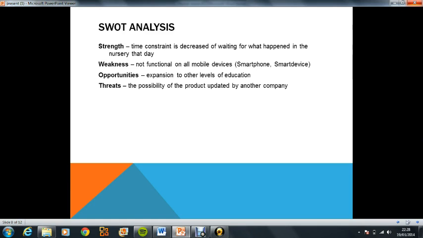The opportunity from this project would be the expansion to other levels of education. So the first early stages of school, the reception stage, where they start to learn the school routine. When it comes to things like homework, the teacher could note down on this application what the child has been taught today, and the parents can also go through it. The only threat would possibly be that the product could be updated by another company. Obviously, we're looking to be the first within this market to create this particular product, but there could be the possibility that other people will create the same product as us, but expand it to make it better.